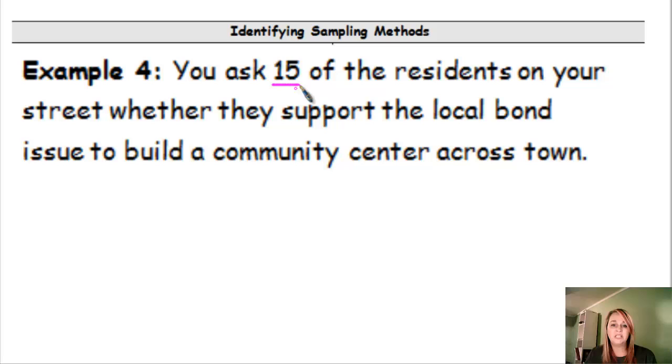You ask 15 of the residents on your street whether they support the local bond issue to build a community center across town. Well, am I asking just 15 residents of any neighborhood, the whole entire population, or have I taken the whole entire population and broken it into subgroups, like neighborhoods, which is what you've done in this case. So once you take a whole population and break it into subgroups, and then randomly pick from that subgroup, that's called stratified.